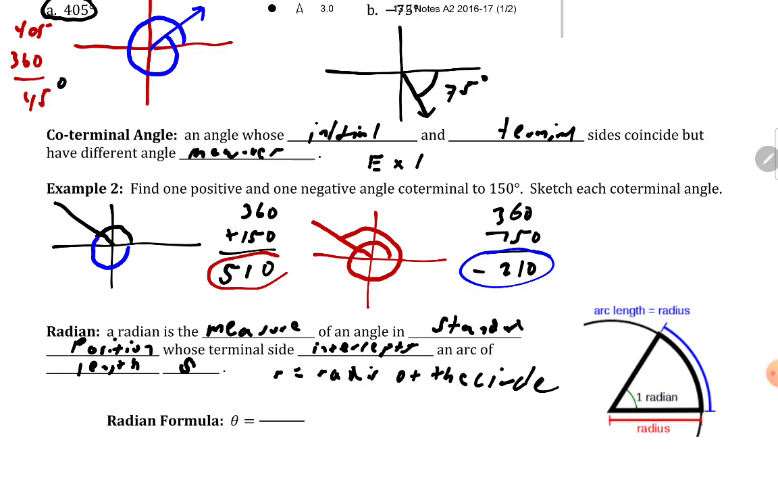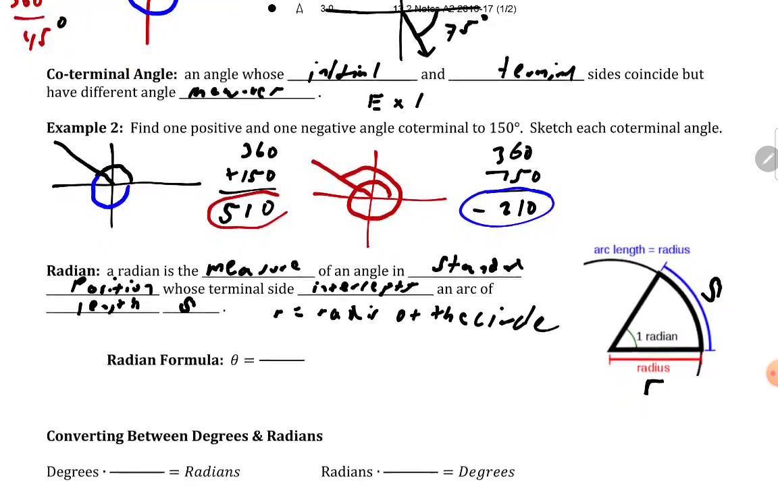So 1 radian is the measure of an angle in standard position whose terminal side intercepts an arc of length S. So here is S. There's the radius, and there's 1 radian. So the radian formula is theta is S divided by R.